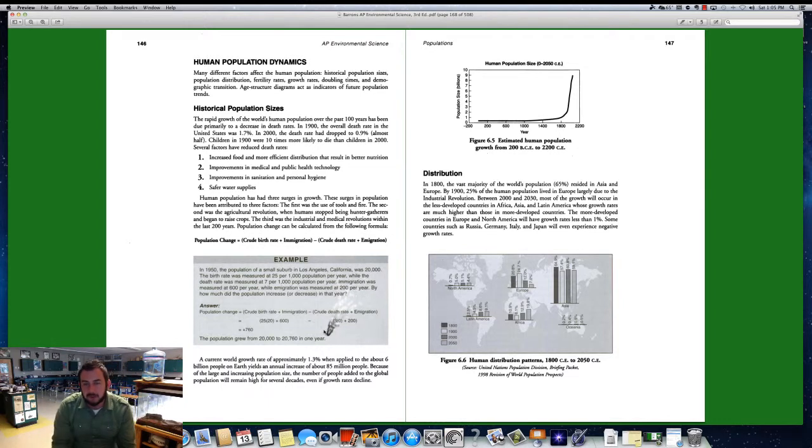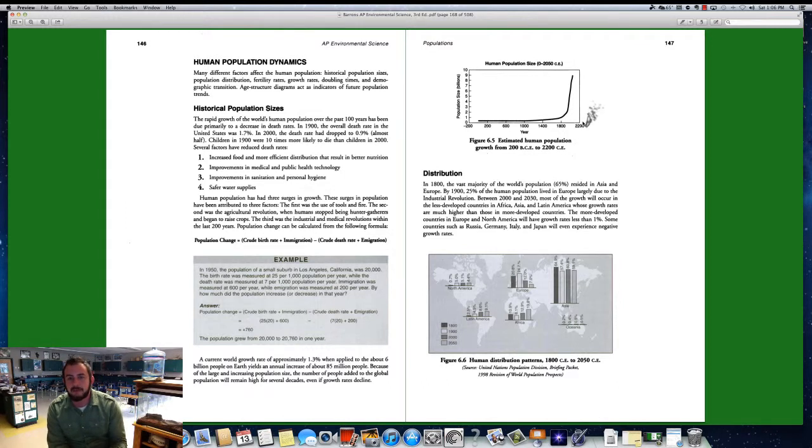As far as the graph goes, it shows you how long it took us to get to 6 billion, but now we're at 7 billion. It's kind of crazy to think about. This is where we're at right now, and we'll probably grow up to 8 or 9 billion before 2200.